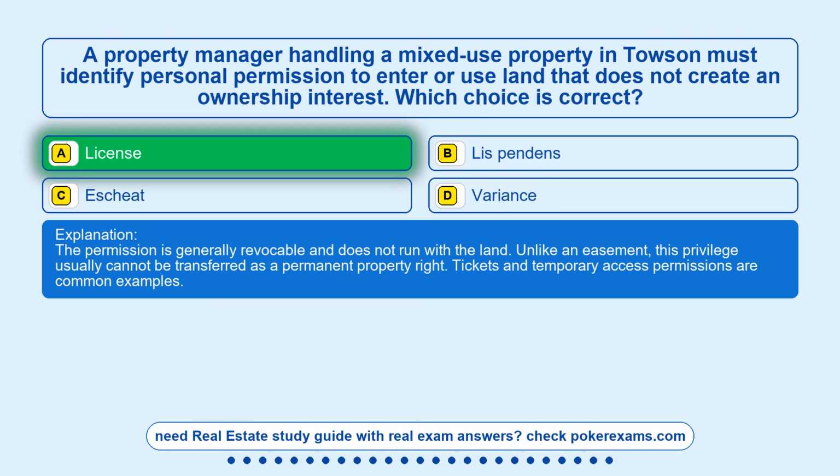Unlike an easement, this privilege usually cannot be transferred as a permanent property right. Tickets and temporary access permissions are common examples.